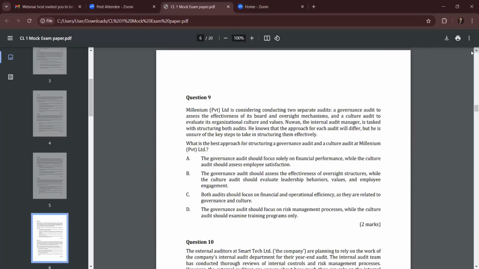Jitmi asks, what is the answer to question number 9? Question number 9 answer is B. Right? So can I know how many answers you got correct out of 10? Can someone tell me how many you got out of 10?